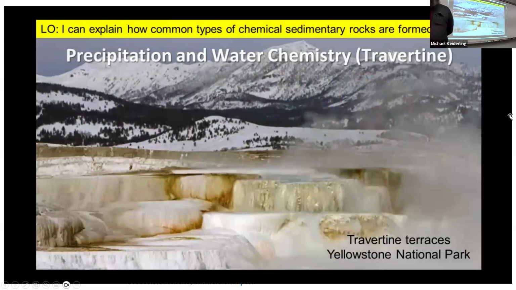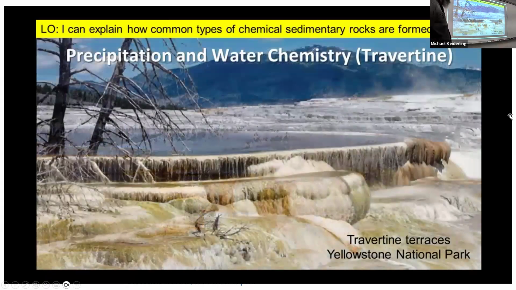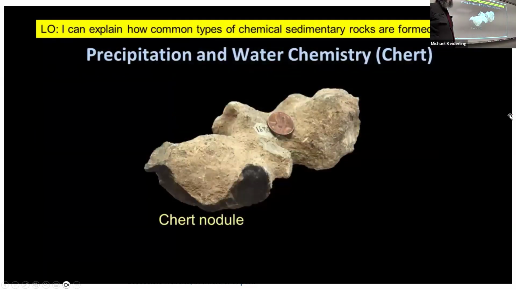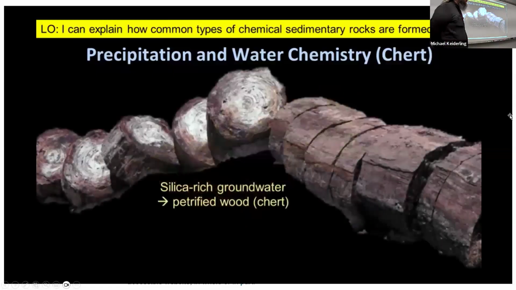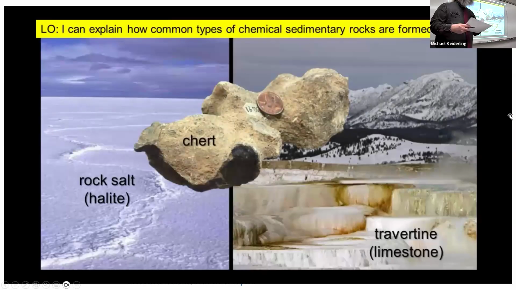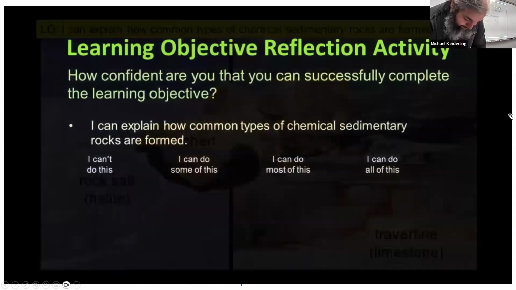Gases are also lost as warm groundwater comes to the surface and minerals precipitate to form travertine, a type of chemical limestone which forms these terraces in association with hot springs in Yellowstone National Park. Elsewhere, silica-rich groundwater may replace limestone to form irregular chert nodules, or produce chert when it precipitates in buried trees to form petrified wood. So to summarize, chemical sedimentary rocks are typically formed as a result of evaporation or precipitation from mineral-rich waters.